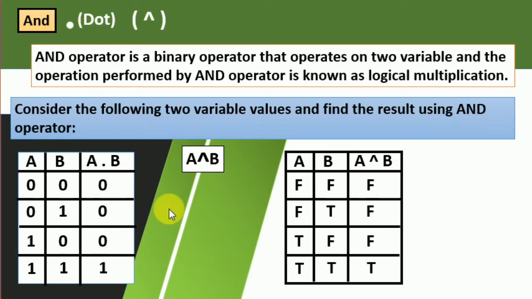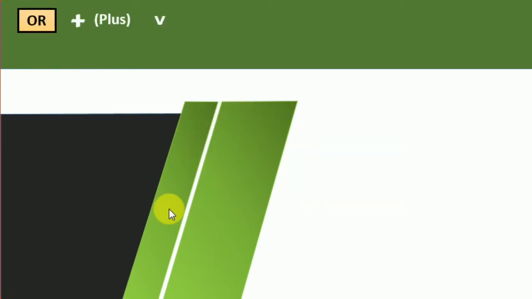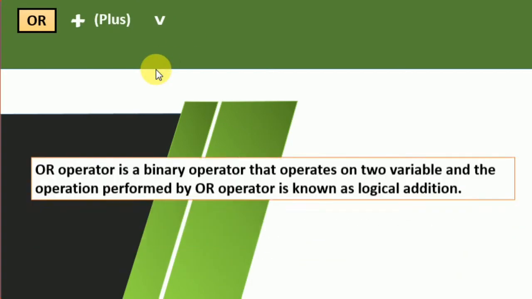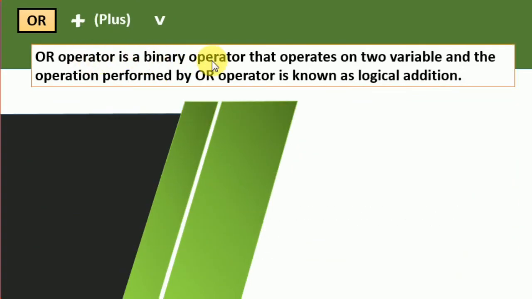Now we move to the next one, that is or. A plus sign is going to be used, or the reverse caret. Now what is the use? The OR operator is a binary operator that operates on two or more than two variables, and the operation performed by the OR operator is known as logical addition.